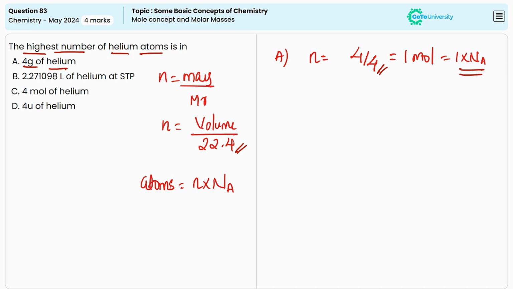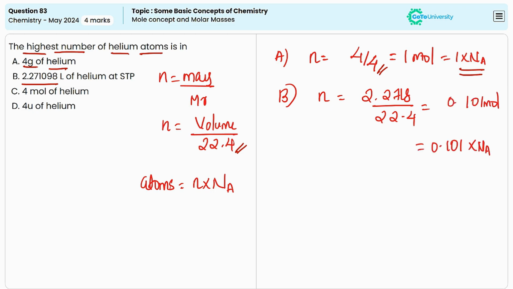The second one is 2.271098 liter helium at STP. Here volume is given, so we can find out the number of moles by dividing with molar volume at STP. So it will be 0.101 mole.